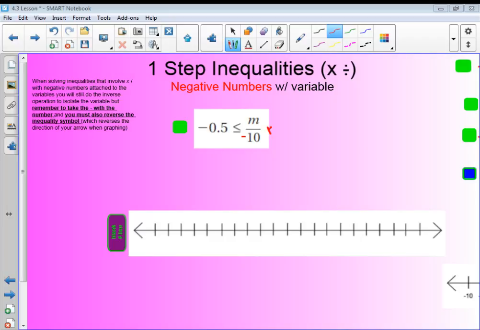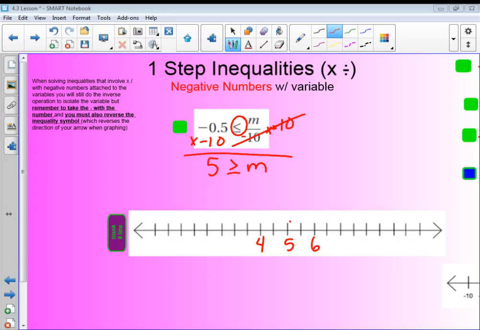Okay, so I would go times negative 10. 0.5 times 10 is going to give me 5. Two negatives make a positive 5. Now remember, I took the negative with it, which means I have to reverse this. That extra step of doing the opposite, we have to remember to do the opposite of the inequality symbol also. Okay, so 5, we'll do 6, 4, and you could put as many numbers as you wanted.